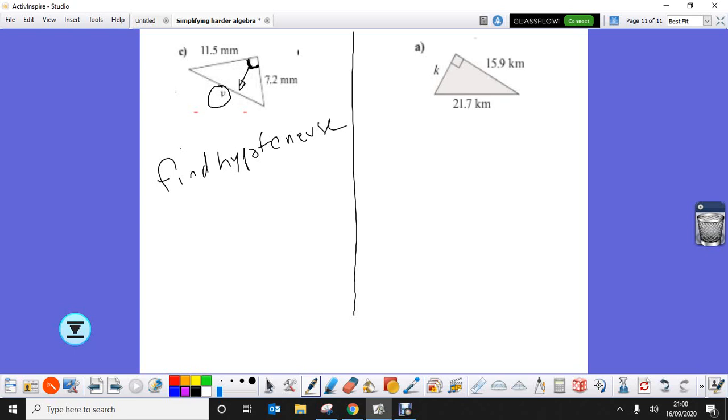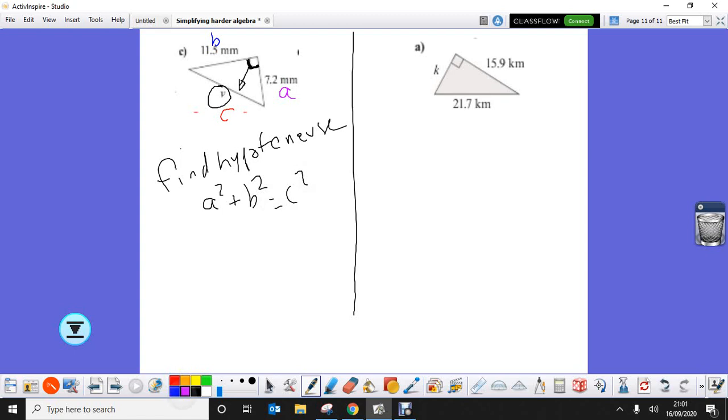So part and parcel of using Pythagoras, first thing, realize which side is which. So the smallest side is going to be A as a rule of thumb. The middle side is going to be B, and the longest side is going to be C. So we're going to use the Pythagorean theorem. So A squared plus B squared equals C squared.